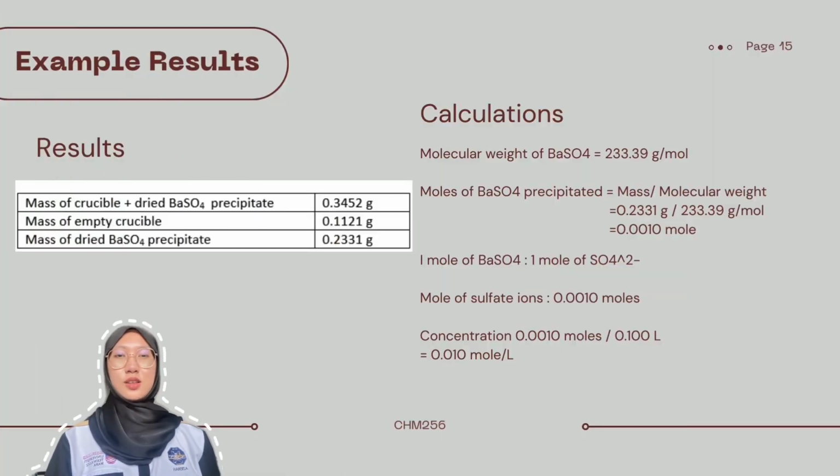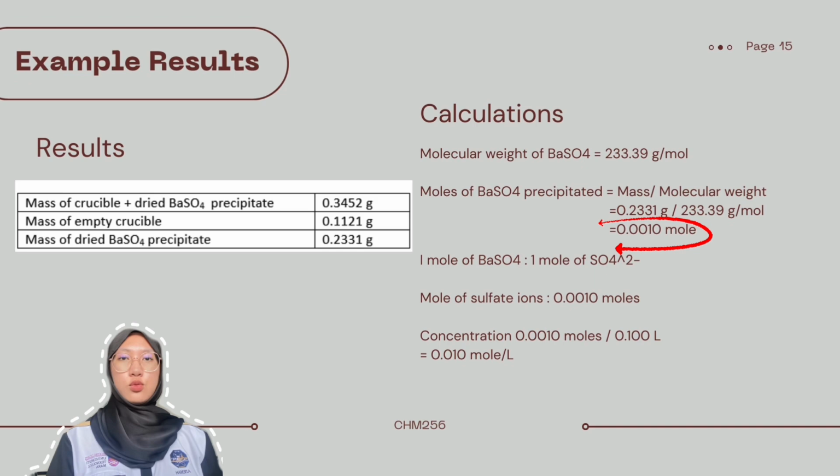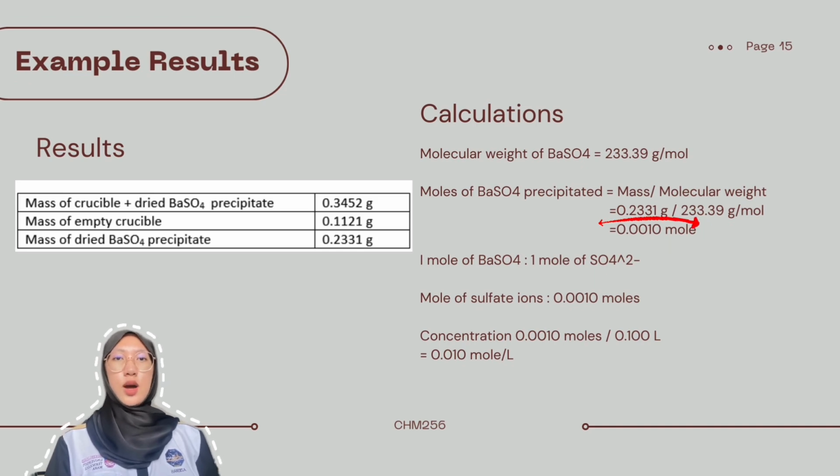Let's move on to the calculation. We have to calculate the mole of barium sulfate precipitate, but before that, we have to know that the molecular weight of barium sulfate is 233.39 grams per mole. So, how do we calculate the mole of barium sulfate precipitate? It is equal to mass over molecular weight. What we obtain is 0.001 mole.